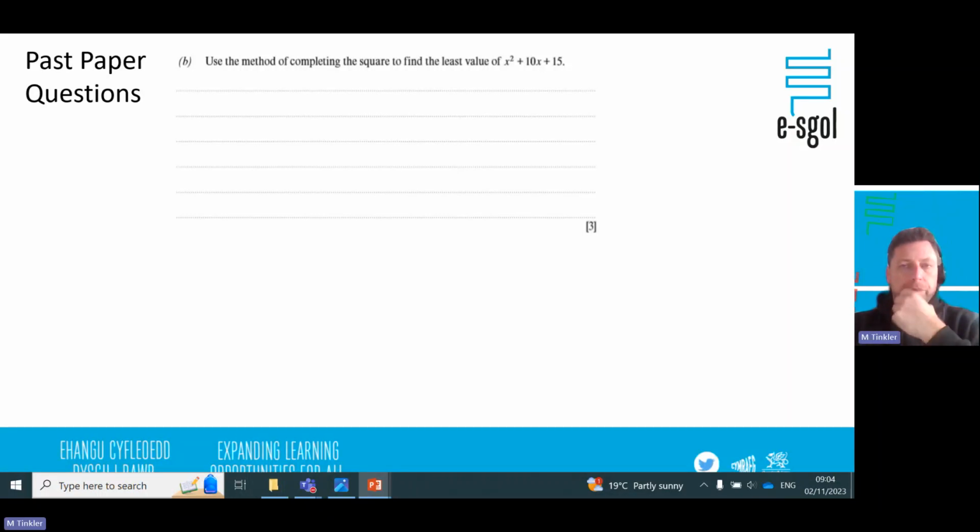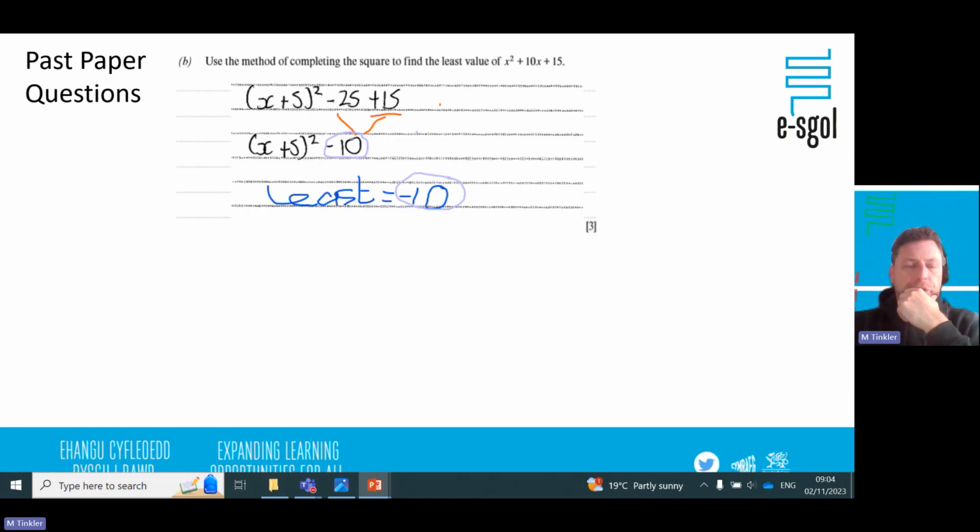Okay. So first of all, I've completed the square by doing x plus 5. Half of 10 is 5, plus 5, squared is 25. So I take away 25, add the 15, and the 15 is on the end there. Then I've simplified it like I've said so far today. Minus 25 plus 15 is minus 10.